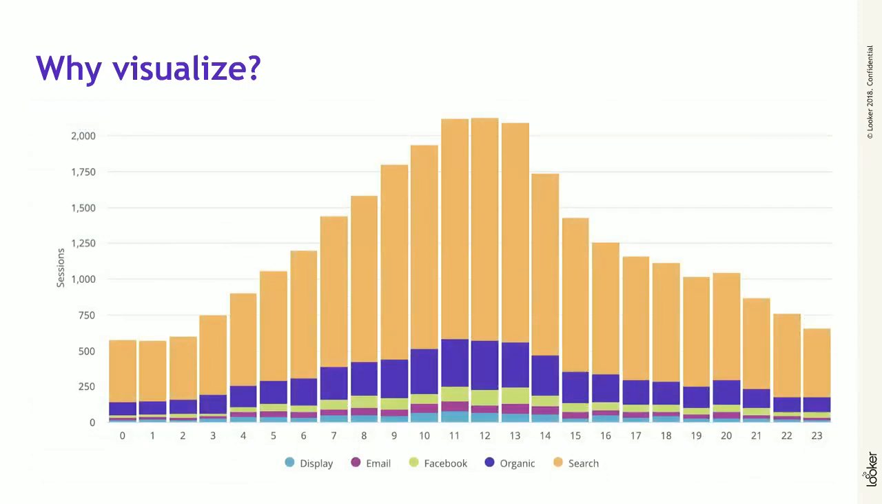How about if I take a look at this as a visualization? Now I can immediately see that we have the highest levels of traffic overall in the middle of the day. And I can also see that search is our dominant acquisition source at all times, followed in a distant second by organic traffic. By viewing this data visually, this information becomes much easier to see, digest, and interpret.